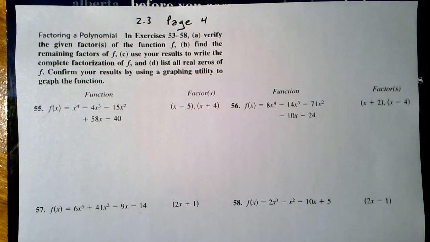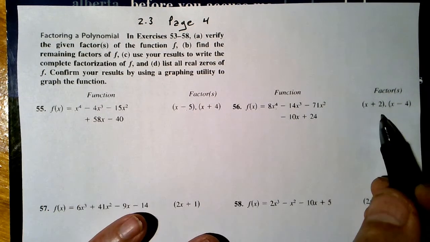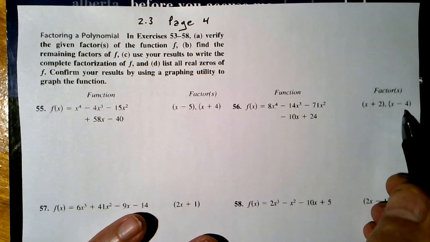Welcome to 2.3 page 4, and we can get started right away here on 60 and 62. We're going to have some explanation, but we should be good to go here. Verify the given factors of the function. They're telling me x plus 2 and x minus 4 are factors.